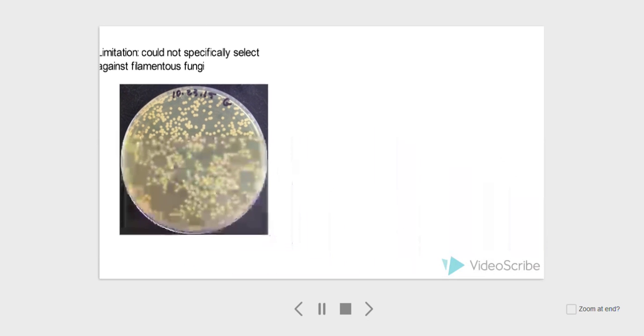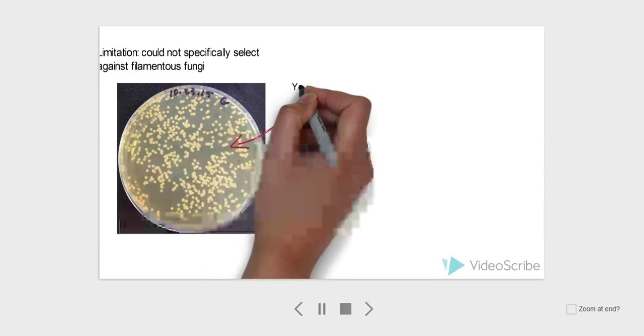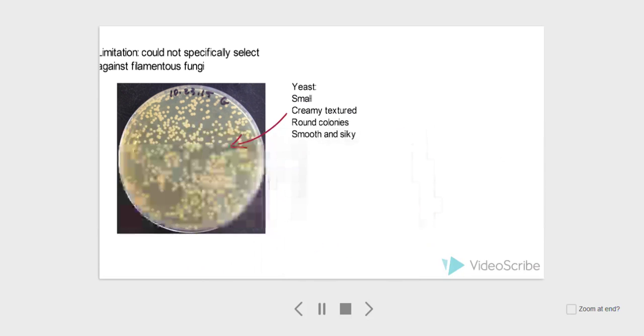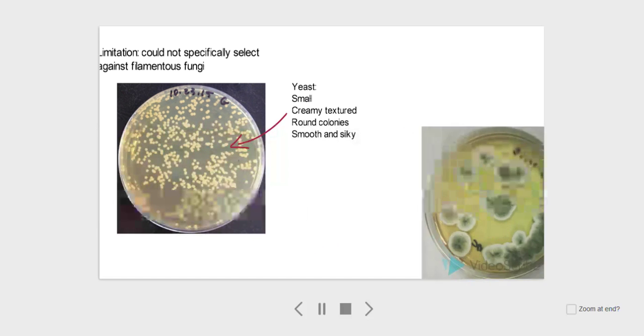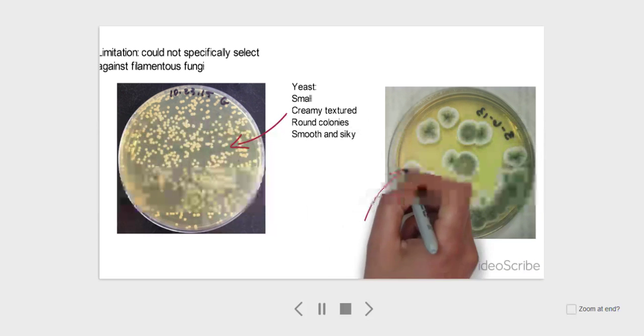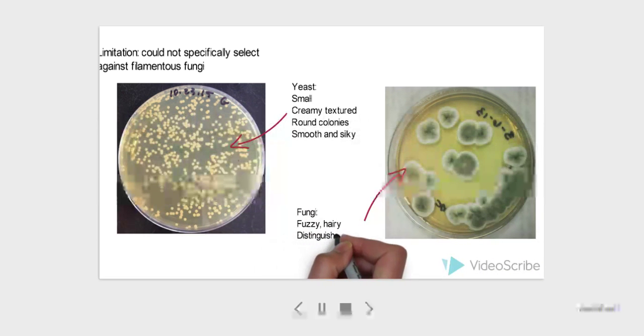Phenotypically, we were also able to visually differentiate yeast from fungi because yeast are generally small, creamy textured, form round colonies, and appear smooth and silky. Fungi, on the other hand, are fuzzy and hairy, and they generally have very distinguishable growth characteristics.